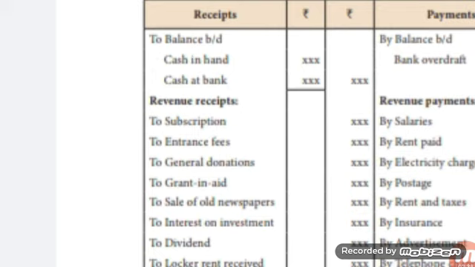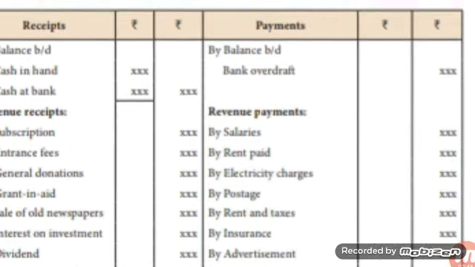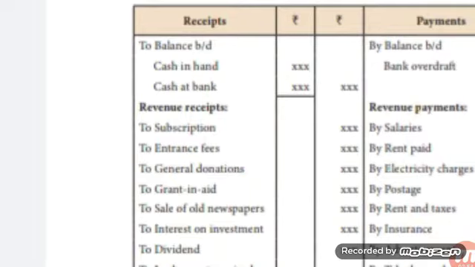Then, next step. Actual cash receipts during the year are recorded on the debit side and actual cash payments are recorded on the credit side. Actual cash receipts are recorded on the debit side and actual cash payments during the year are recorded on the credit side.